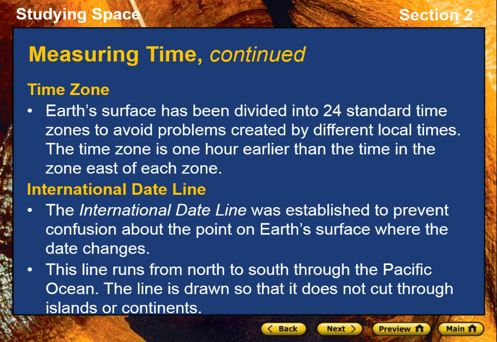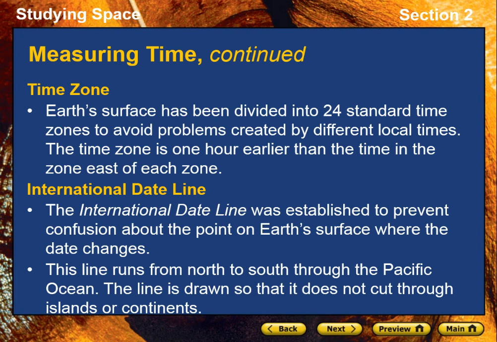Because Earth is nearly spherical, its circumference equals 360 degrees. If you divide 360 degrees by the 24 hours needed for one rotation, you find that Earth rotates at a rate of 15 degrees per hour. Therefore, each of Earth's 24 standard time zones covers about 15 degrees. The time in each zone is 1 hour earlier than the time in the zone to the east of each zone.